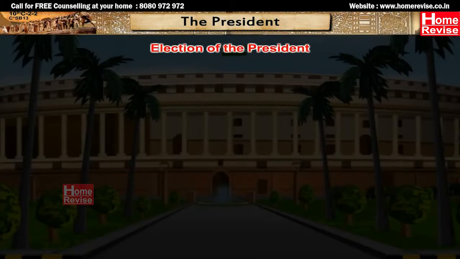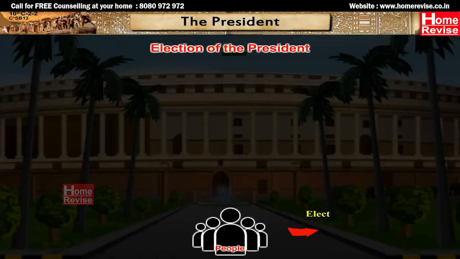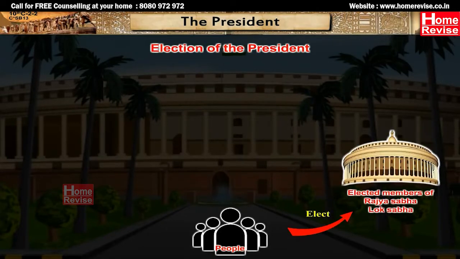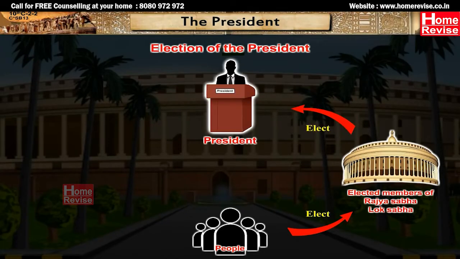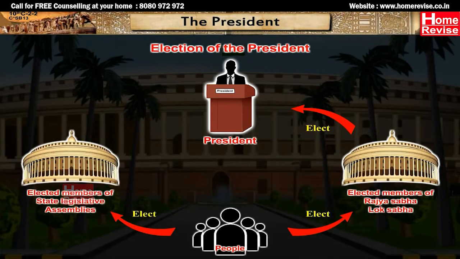Election of the President. The people directly elect members of the Lok Sabha, the Rajya Sabha. Elected members of the Rajya Sabha elect the President. People directly elect members of the state legislative assemblies, and the elected members of the state legislative assemblies elect the President. Thus, the people indirectly elect the President.